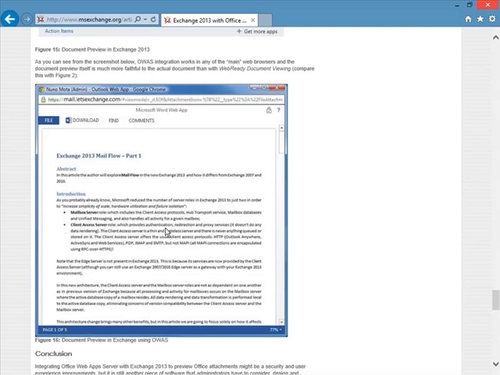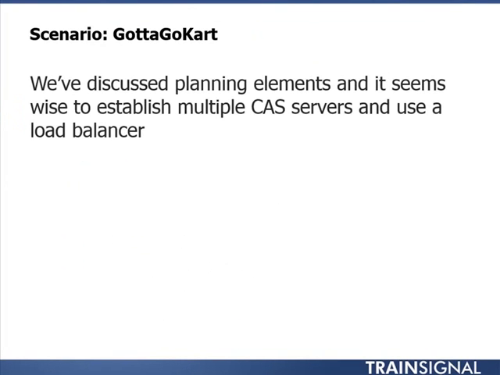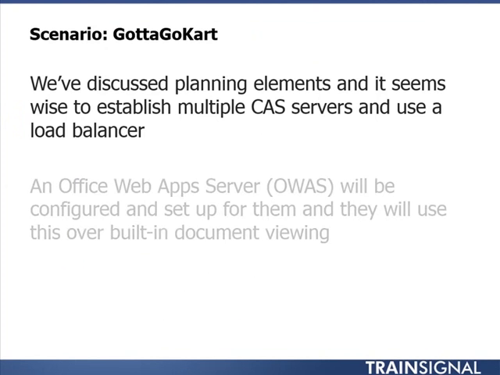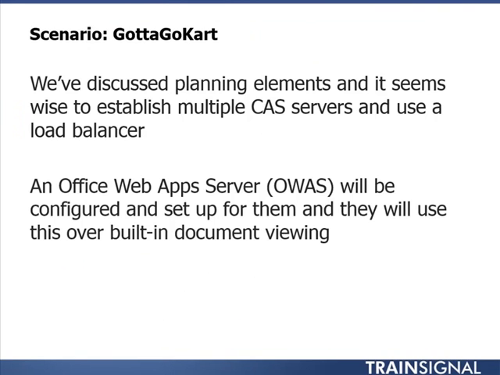Alright, so let's jump back over to our slides and let's close out our scenario and provide some additional research links. Alright, so jumping back to the scenario, got a go-kart. We've discussed planning elements, and it seems wise to establish multiple CAS servers and use a load balancer. We're going to recommend in this case a Kemp load balancer. Now, an Office Web App Server will be configured and set up for them, and they'll use this over the built-in document viewing that they had with previous versions of Exchange 2010 and 2007.